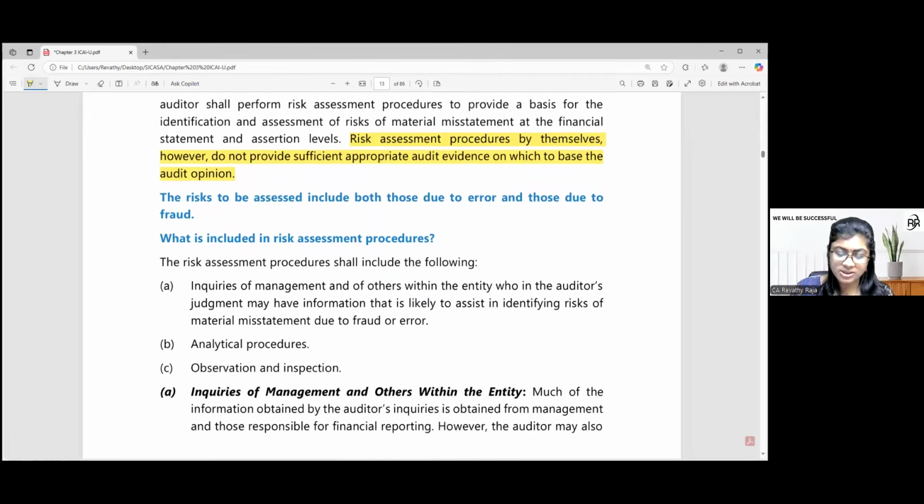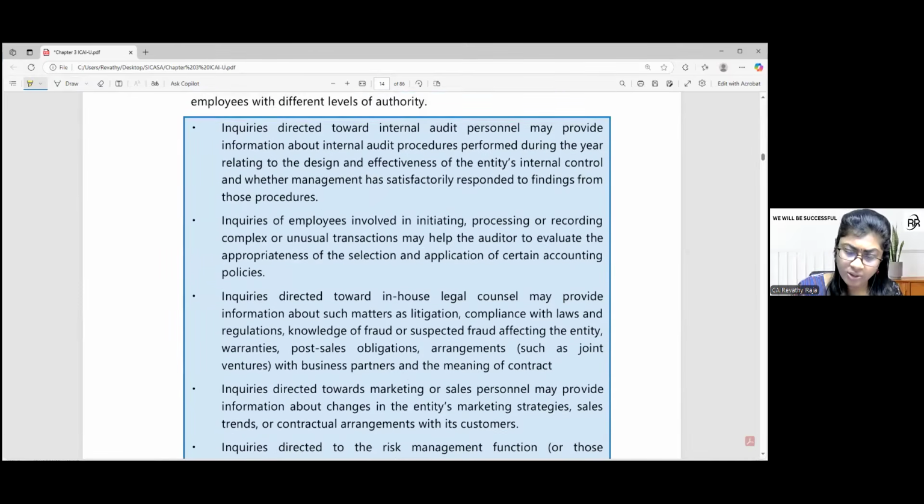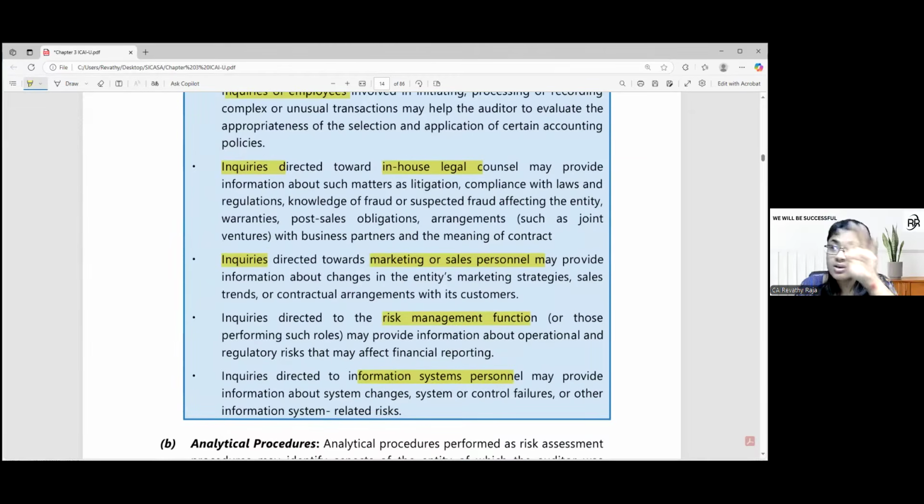Then didn't we say risk assessment procedure comprises of 4 things: inquiry, analytical, observation, inspection. 4. They have put it as 3. Now, inquiry is, don't you remember, management and others within the entity? And they have given the list, see? I think we have talked this. Inquiry with the internal audit personnel, inquiry with the employees, in-house personnel, inquiry with the marketing, risk management, information system personnel, but inquiry with the external is not there. Are you following?